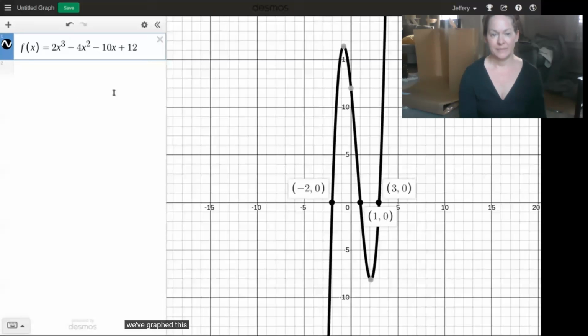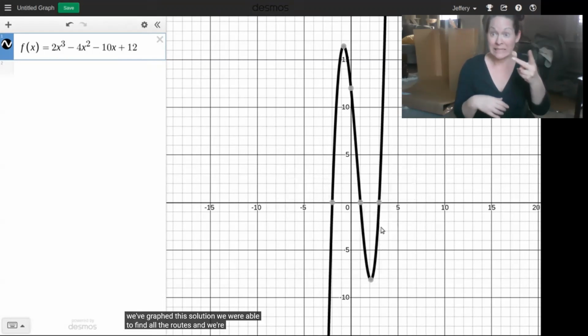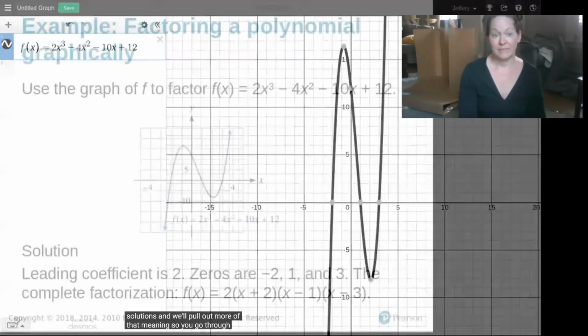We graphed this solution. We were able to find all the roots, and we're able to express this in terms of its factors. And factors equal roots. Roots equal solutions. And we'll pull out more of that meaning as we go through.